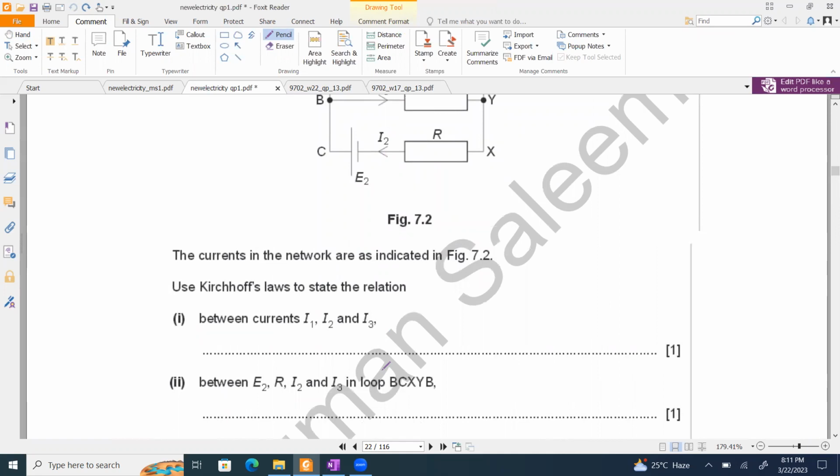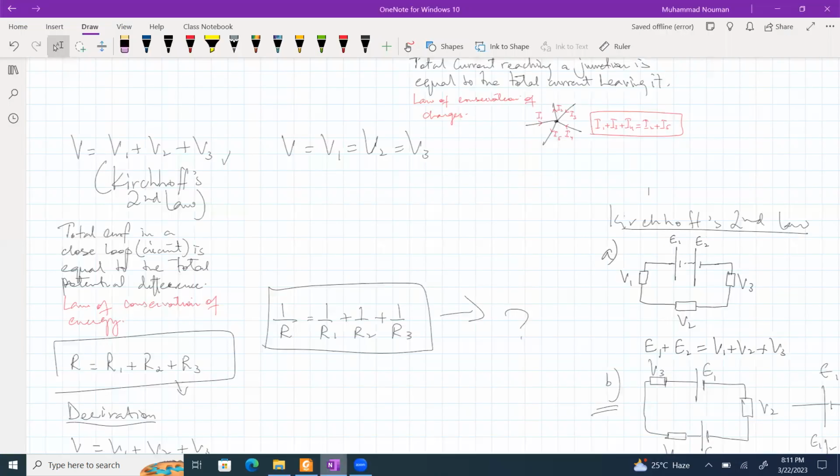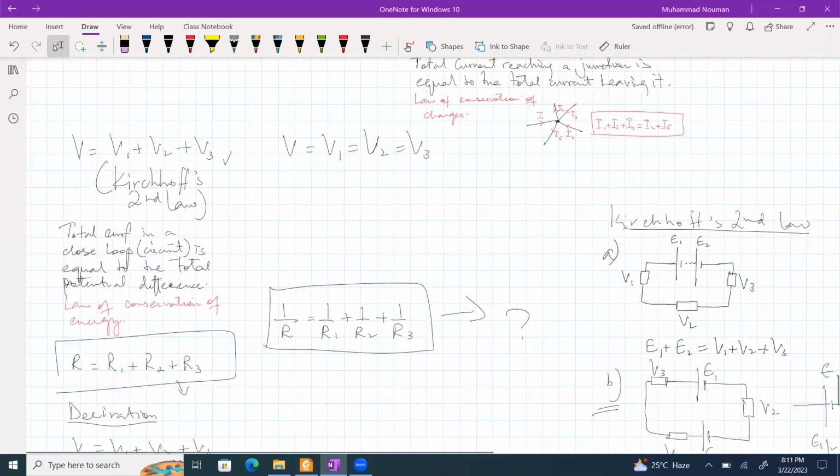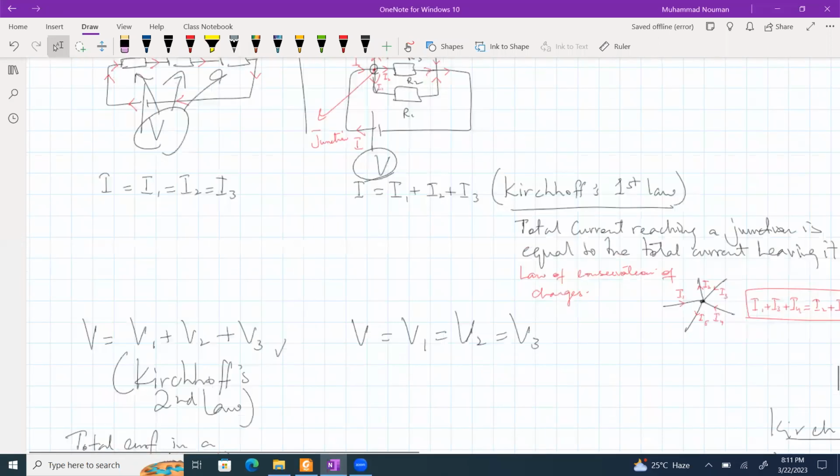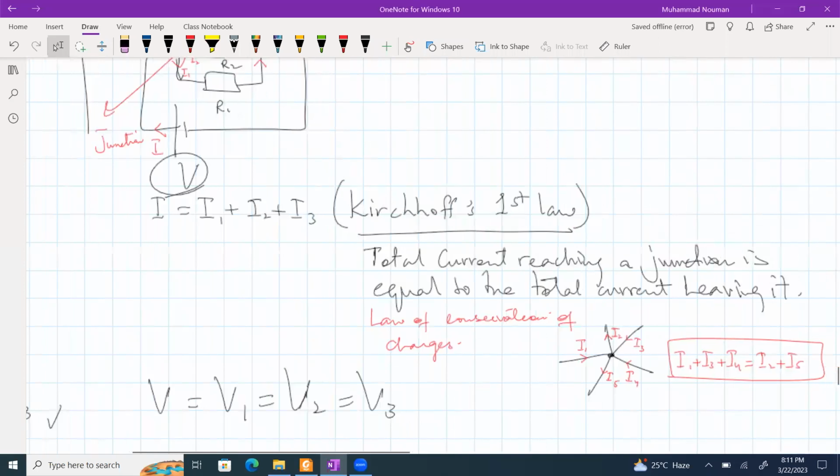Use Kirchhoff's laws. They have not said which law, but they said use Kirchhoff's laws to state the relation between currents I1, I2, and I3. If you talk about Kirchhoff's laws, there are two of them, law number one and law number two. Law number one is related to current, that we already know. Here it is, Kirchhoff's first law.